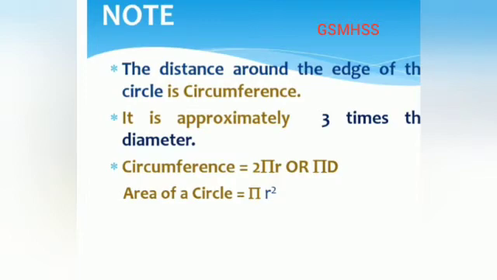The next note: the distance around the edge of the circle is called the circumference. It is approximately 3 times the diameter. The formula for the circumference of the circle is 2 pi r or pi d. The formula for the area of the circle is pi r squared.